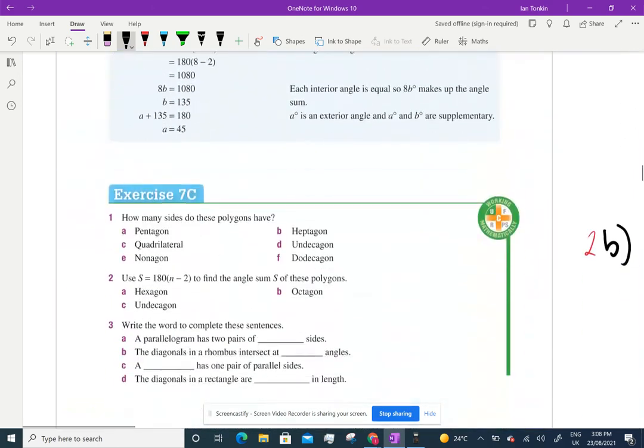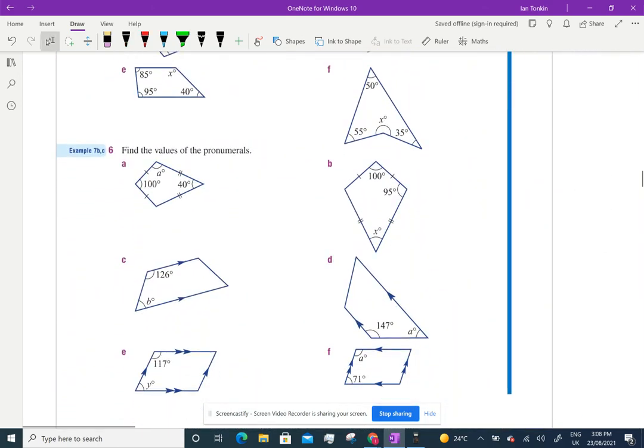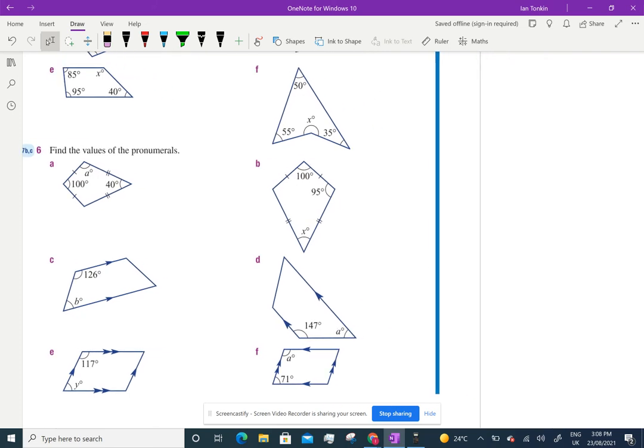So will it have the same? Well, yes, it will. You just use the same rule. Question 6, find the values of the pronumeral. Now we're starting to use our properties. So I'll do a couple here.